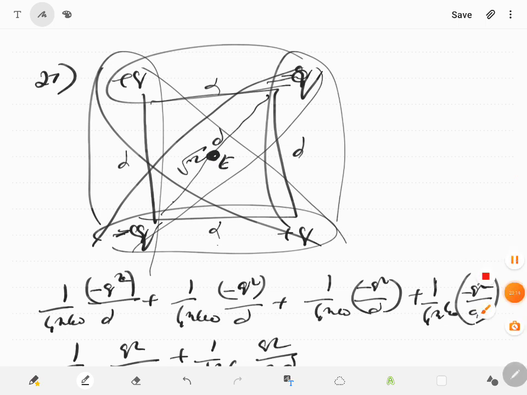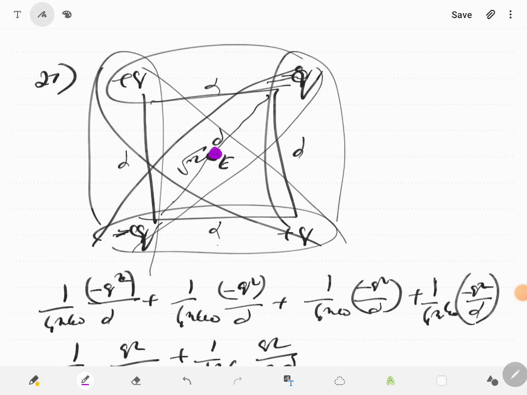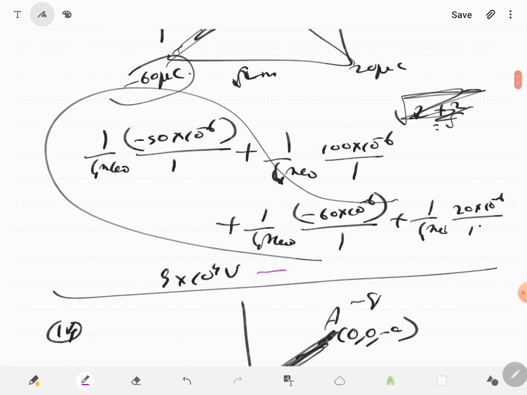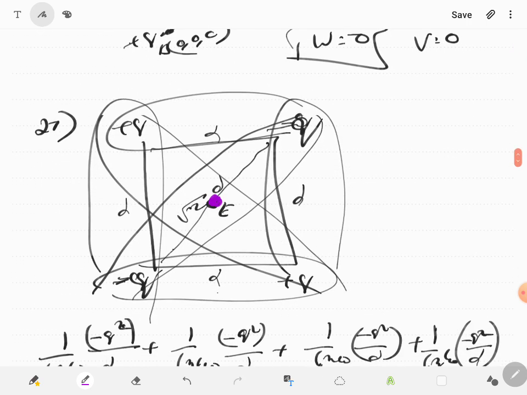I just did the work done to put everything together. But when you consider this to be at the center, you should know that the potential becomes zero. In the last sum we had some potential at the center, but because they were all different charges. Here they're all uniform charges, plus q minus q plus q. One is positive and the other is negative, and this distance will be root 2d by 2, which will be d by root 2, half the diagonal.